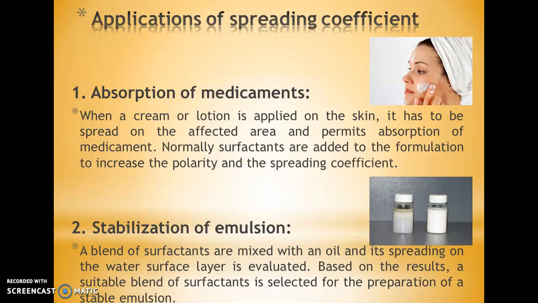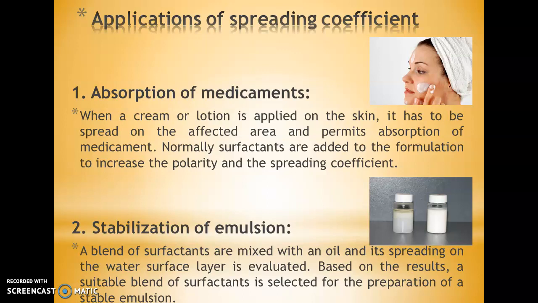Normally, to improve the spreading coefficient value, we need to add another substance called a surfactant. This surfactant will increase the polarity of the non-polar molecules, and in that way we can improve the spreading coefficient value. That was the first application.